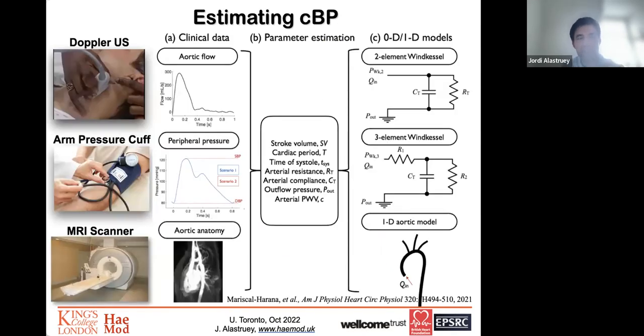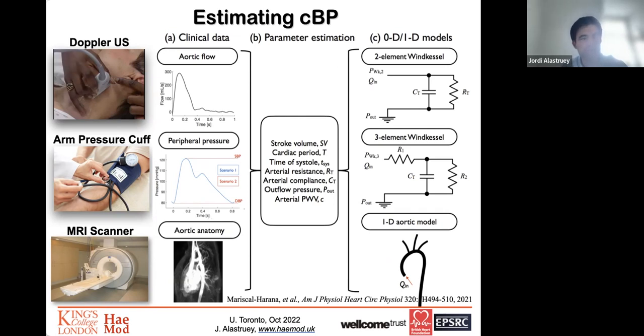So we have developed a methodology to estimate central blood pressure from non-invasive clinical measurements using 3 types of reduced order models with increasing complexity. So we have 2 zero-dimensional models and one one-dimensional model of the upper thoracic aorta. So you have a sketch of those models on the right.